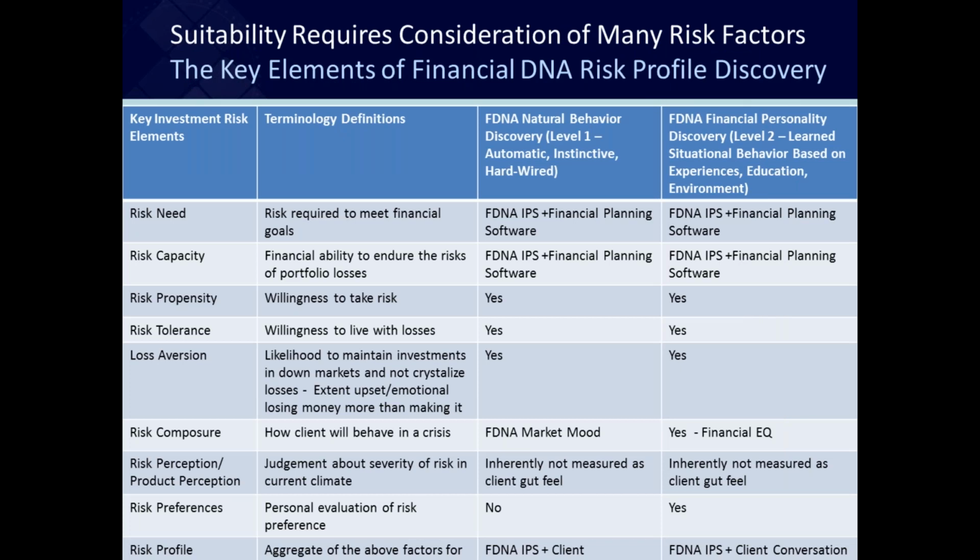Here are all the elements of the risk profile that need to be considered. Again, this goes back to the point as to why I've always emphasized that understanding the risk profile of the client is not just knowing one number, which, if that number is uncovered from a traditional investment risk profile, is a singular number. We need to understand, firstly, the client's risk need, so the risk that is required to meet their financial goals. This is a financial calculation, which is often determined using financial planning software. What's their risk capacity? What's the financial ability, not the emotional ability, but the financial ability to endure the risks of portfolio losses? That's a very important number to understand. Not enough work's done with that.